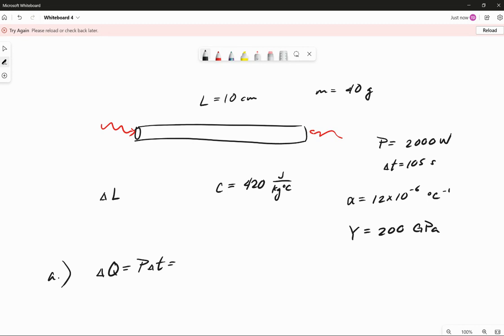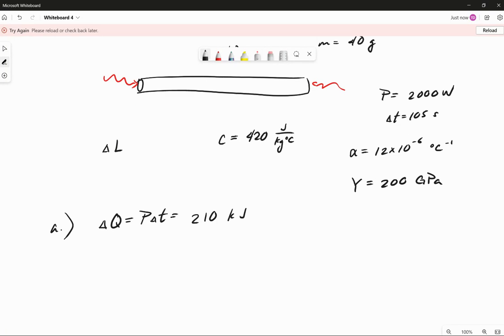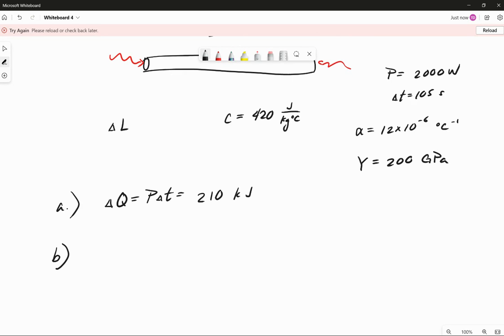So 2,000 watts times 105 seconds is 210,000 joules, so 210 kilojoules. So that's how much is transferred there. Simple enough. Part B, what is the temperature change of the steel here? So what we have is the same heat flow is going to be the mass of steel times the heat capacity times the temperature change.